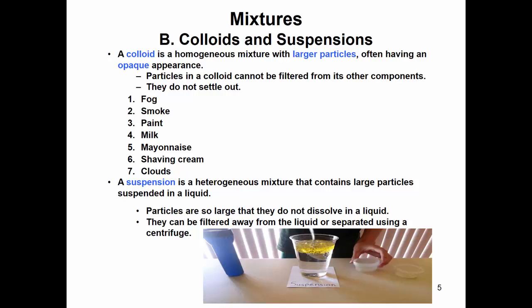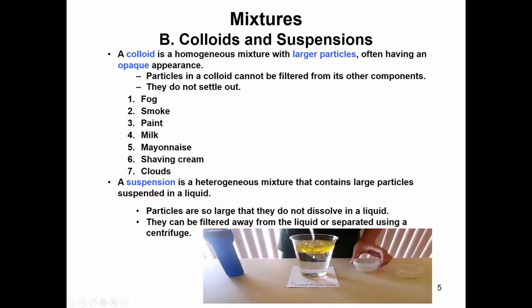They cannot be filtered from each other, same with our solution, and so they do not settle out. A suspension is heterogeneous, so that's the biggest difference here. So a colloid stays together. It stays in solution if you want to think of it that way, but it's not a solution. It's a mixture with larger particles. A suspension is heterogeneous. This contains large particles that suspend in a liquid. The particles are so large that they do not dissolve in a liquid.